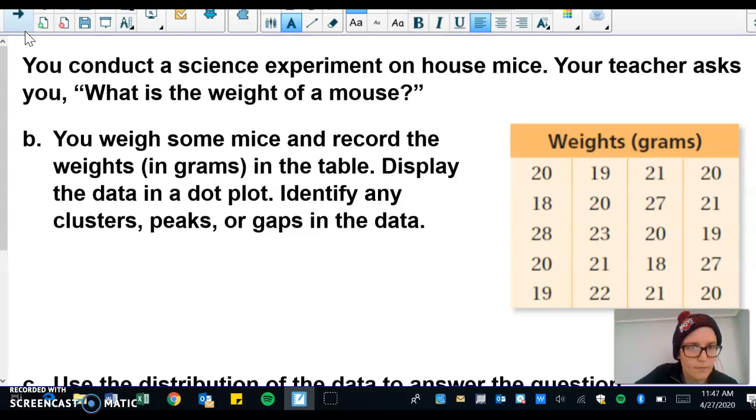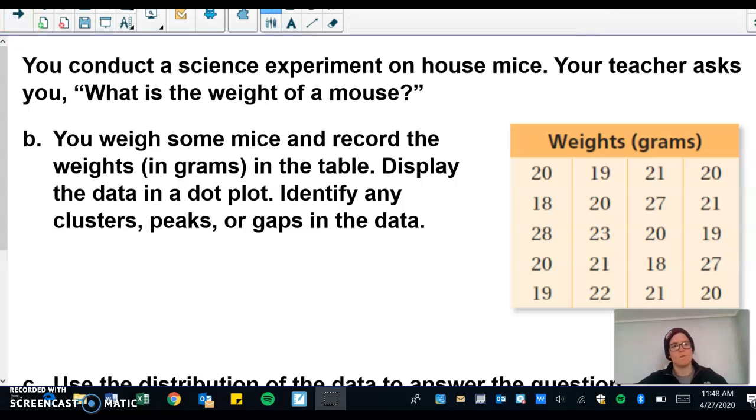All right. So you conduct a science experiment on house mice. Your teacher asks, what is the weight of a mouse? So these are going to vary because mice vary in size. So this is a statistical question. You can also tell by all the different varying answers I got: 20, 18, 28, 20, 19. These in this chart are the weight in grams. So you weigh some mice and record the weights in grams in the table.